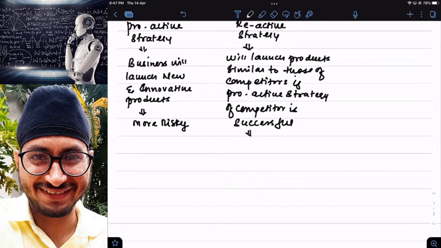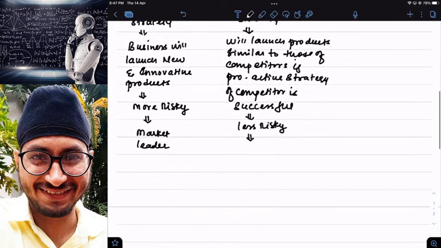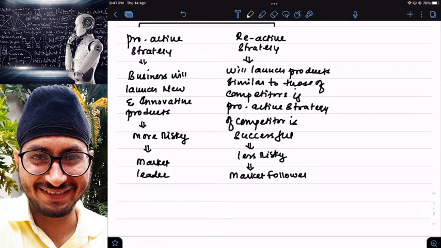And which will be less risky? Obviously reactive. Less risky. In proactive strategy, if I have successfully implemented it, then I can become a market leader. In case of reactive strategy, I will become what? Market follower. Clear? So if I want to become a market leader, which strategy should I follow? Proactive strategy. In case I don't want to take risks, and I'm fine with being a market follower, then go for reactive strategy.